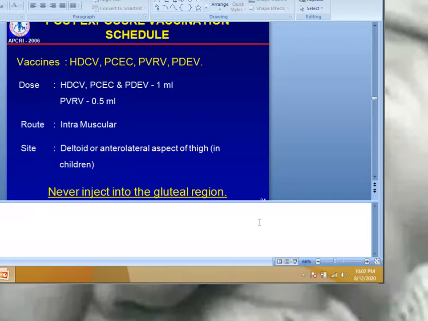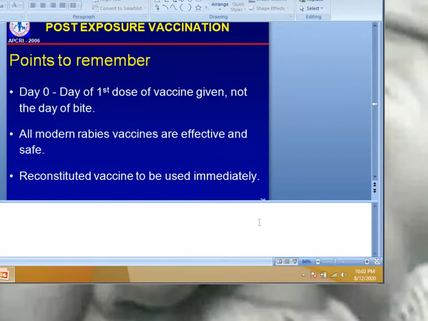Purified viral vaccines: the route is intramuscular injection, the dose is 0.5 ml. The site is the deltoid or the anterolateral aspect of the thigh. Never inject into the gluteal region because it may harm the sciatic nerve. If at all it touches the sciatic nerve, it immediately transfers the virus into the brain.